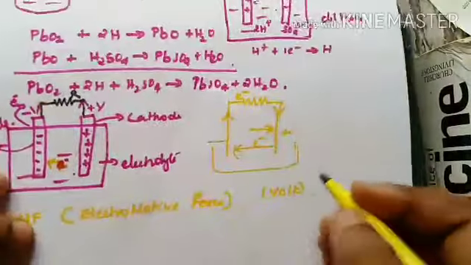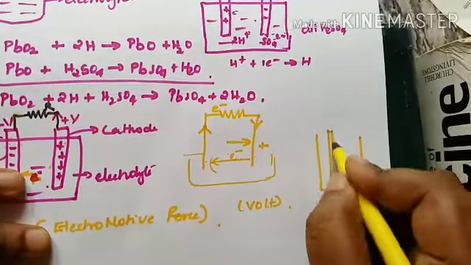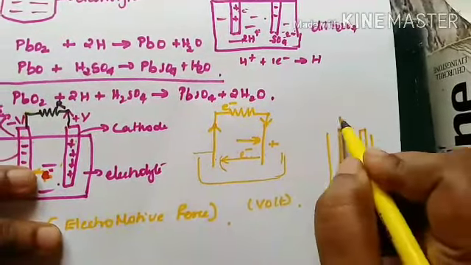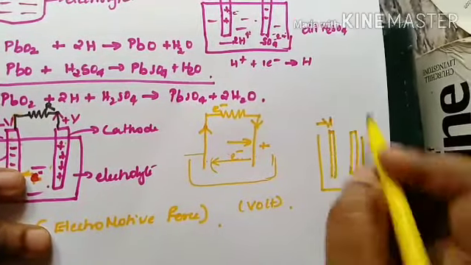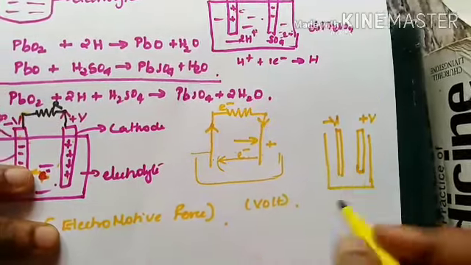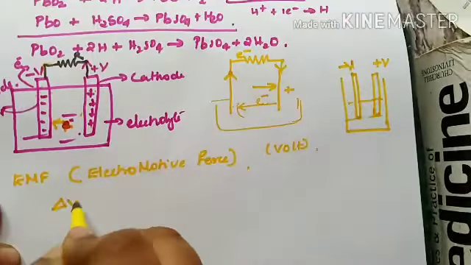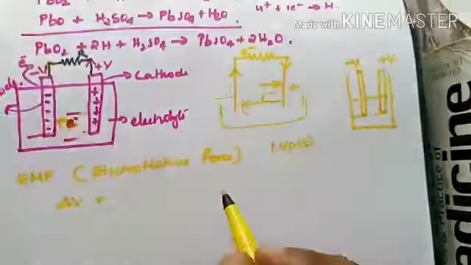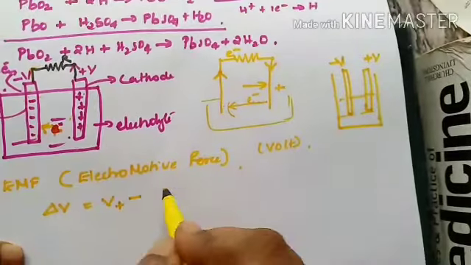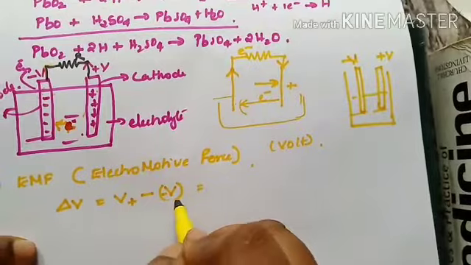See, I am going to draw it again as a rough figure, guys. It has an electrode like this and another electrode like this. Suppose this one is minus V and this one is plus V. This much is clear? So the potential difference, delta V, with the electrolyte in between. What is delta V? Delta V will be the potential difference between these two, so plus V minus minus V. Let's term it as minus V.